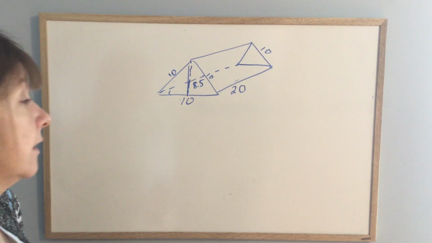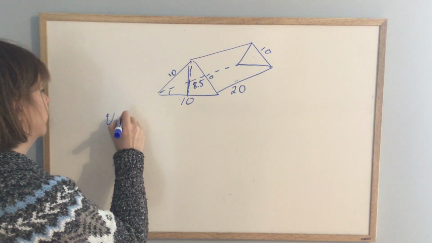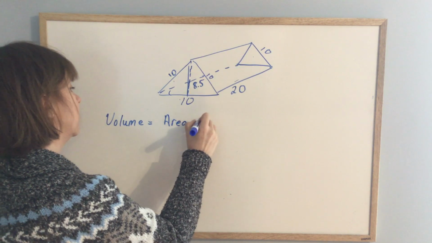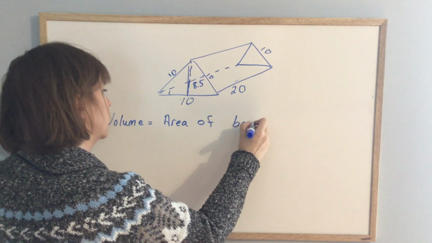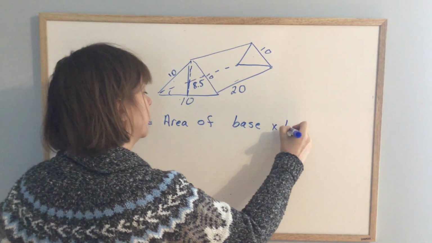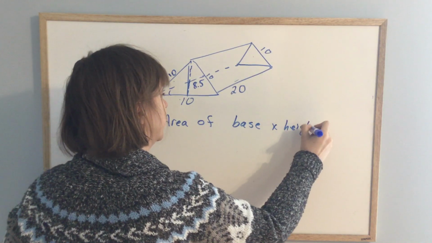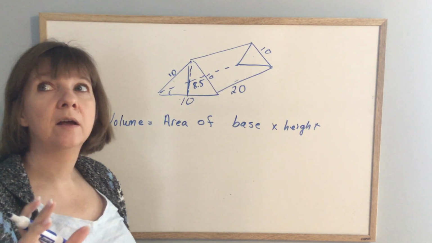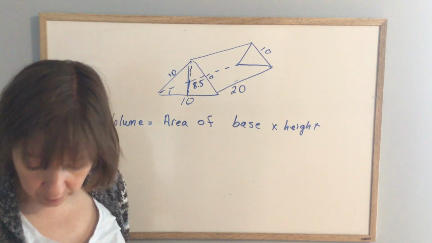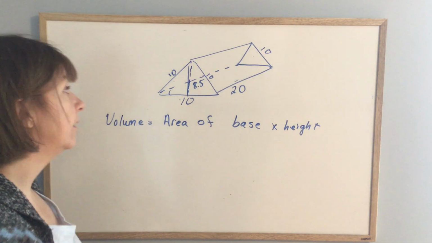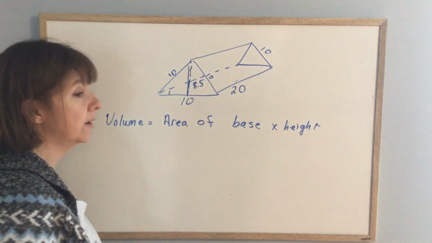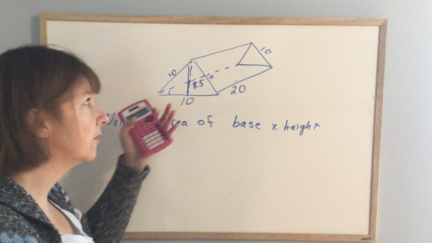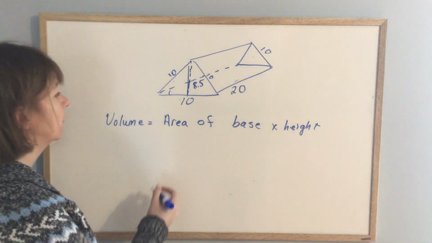Volume of anything is always area of the base times the height of the object. And one of the things I said in the previous video was that when you have a triangular prism, the base is really the triangle. Think of that as it's sitting on its end. The triangle is considered the base.